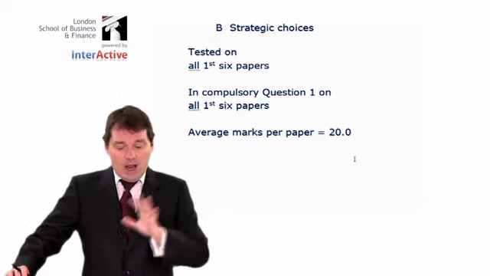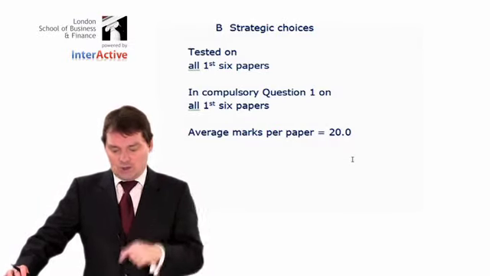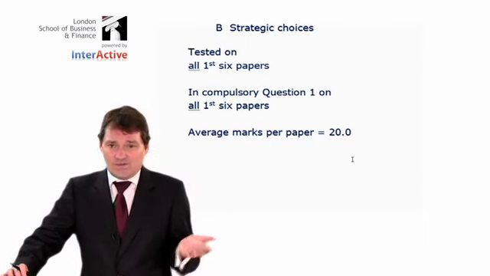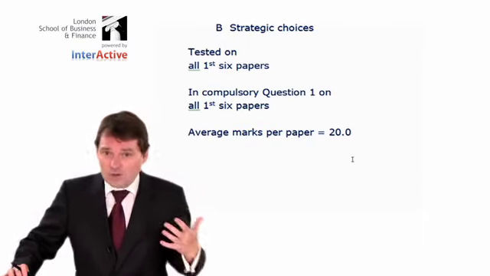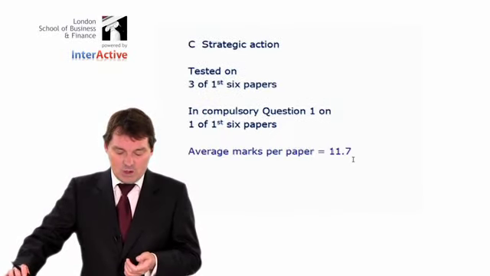Strategic choice. Now, again, like Area A, it's on every exam, in question 1, another 20 marks. You can see between those first 2 areas, we've got over 50% of the paper, or at least 50 marks on the paper already, on very practical areas.